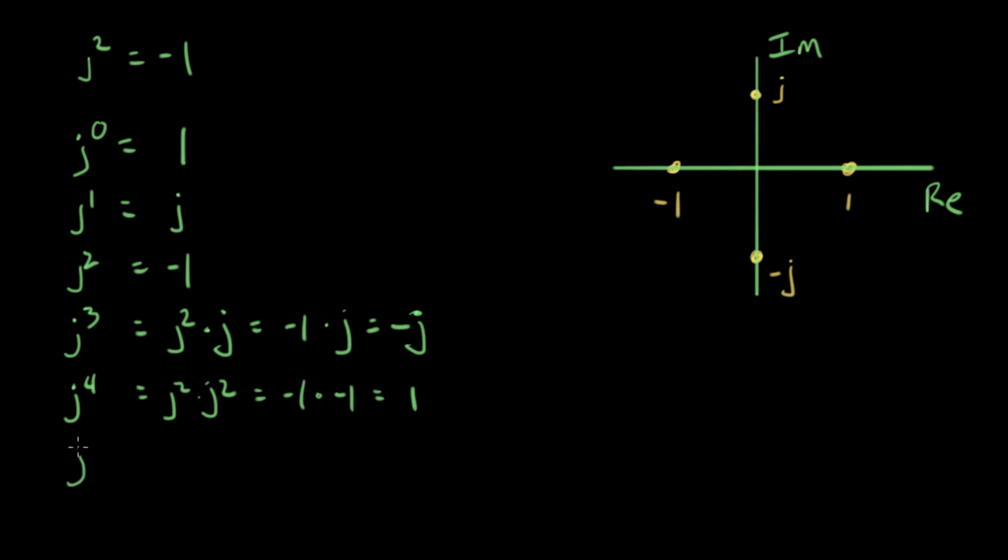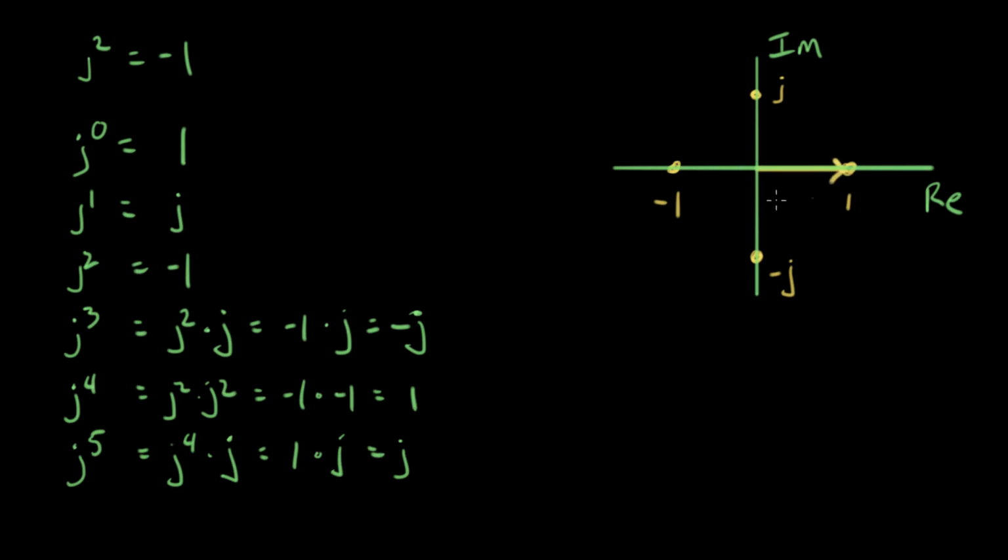Let's do one more. J to the 5th, what does that equal to? That equals j to the 4th times j. And j to the 4th is right here. It's 1 times j, equals j. Let's go plot that one. Well, we've already plotted it. It's already right here. Okay, so you can see there's a pattern here. 1, j, minus 1, minus j. Then 1, j, minus 1 and minus j. It keeps repeating.